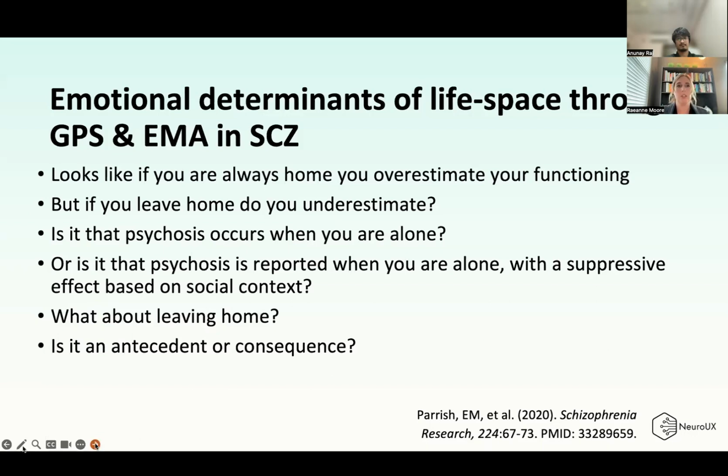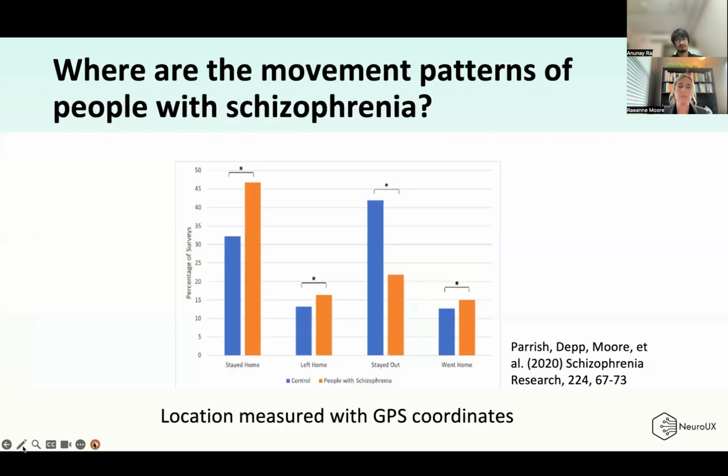So we were able to use GPS to identify a home location to estimate time per day spent at home. And then we were able to also look at times people left the home, as well as for how long they left the home, and then how quickly they came back to the home as well. And when looking at movement patterns of people with schizophrenia, we found that compared to people without schizophrenia, so a control group here, people with schizophrenia were significantly more likely to be at home, which we hypothesized. But interestingly, they were also more likely to leave the home during the day, but for a much shorter time.